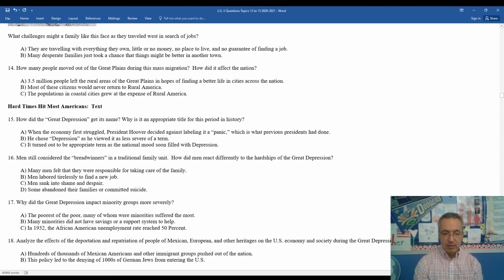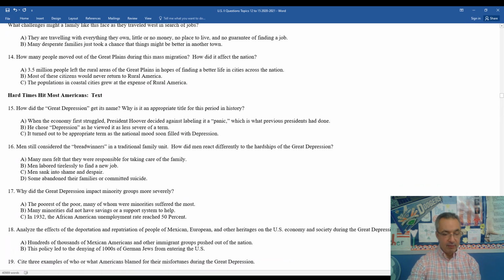The Great Depression also impacted minority groups more severely than, let's say, white families across the country. The poorest of the poor, many of whom were minorities, suffered the most. Many minorities did not have any savings or a support system to help. Some might be the first generation of a family in the country, and as a result, maybe they didn't have any extended family in the country to help out. In 1932, the African American unemployment rate reached 50%. That is an outstandingly high number for any demographic group ever in the history of our country.